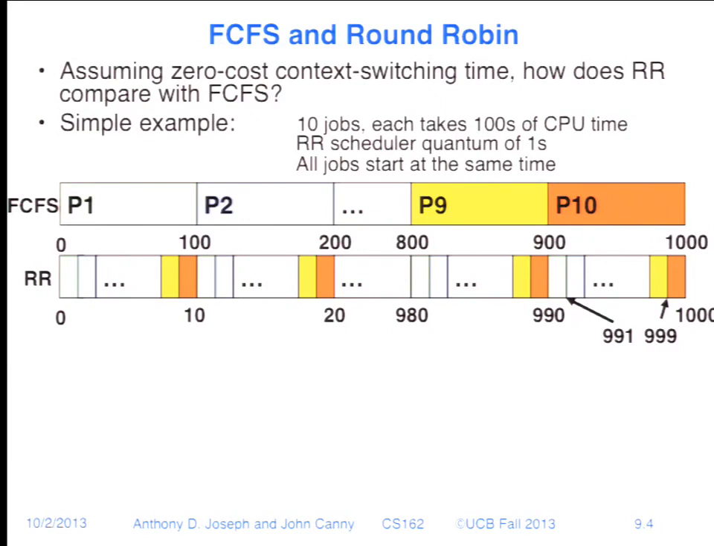You notice with round robin, the processes are actually not finishing until the last phase. If they're all exactly 100 seconds, then they won't finish until this last phase. So essentially, all the processes spent around 990 to 1,000 seconds.